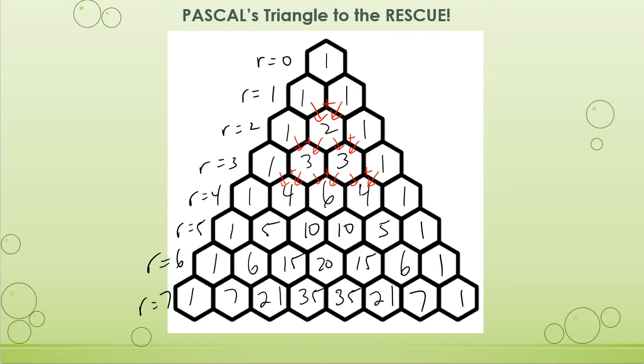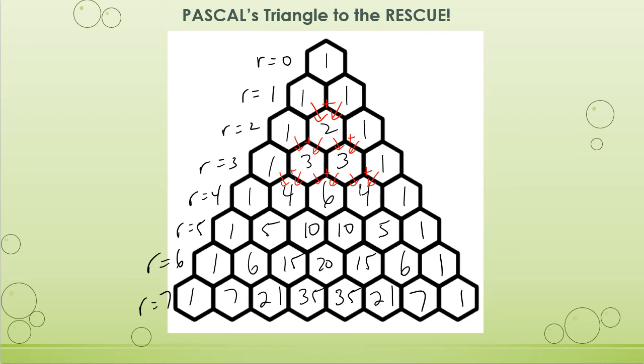And by the way, this doesn't end at 7. This goes on infinitely. Take a look at the last slide, or rewind a bit, or just think about it. When my exponent was 0, what was my answer? 1. That's the top of my pyramid. When my exponent was 1, what did I end up with? 1a and 1b, and I have 1 and 1. When I squared a plus b, what did I end up with? I ended up with an a squared, 2ab, and a b squared. 1, 2, 1.